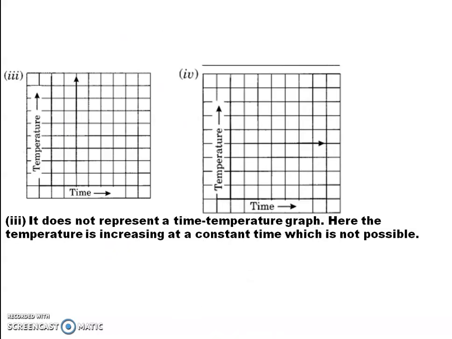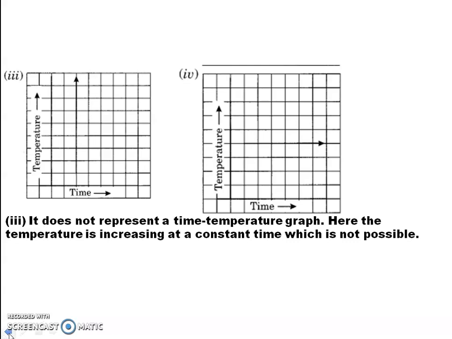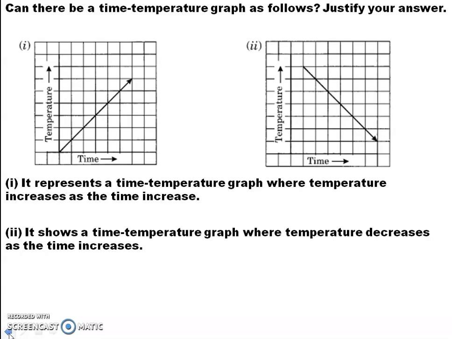Let's see the fourth one. Here, this is the temperature graph. This is possible. Can you tell me why? Because even if the time increases, the temperature can remain constant. So this type of time temperature graph is possible. This is regarding time temperature. The previous ones I showed you are about direct and inverse proportion, which you should learn. This graph indicates direct proportion and this is inverse proportion.